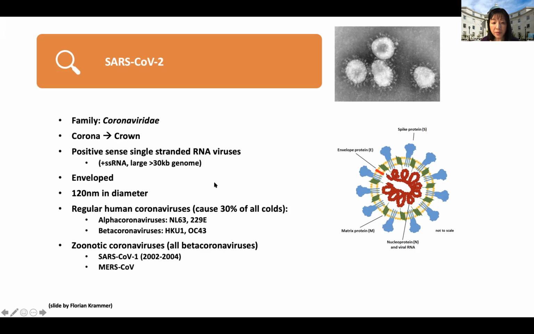This virus family has a large genome size of over 30 kilobases of positive sense single-stranded RNA genome. And it is a member of a large number of different coronavirus family. For humans, there are these regular seasonal human coronaviruses that cause 30% of all common colds. And there are also these zoonotic coronaviruses, the beta coronaviruses that cause more lethal forms of disease, such as the original SARS virus and the MERS virus, MERS-CoV.